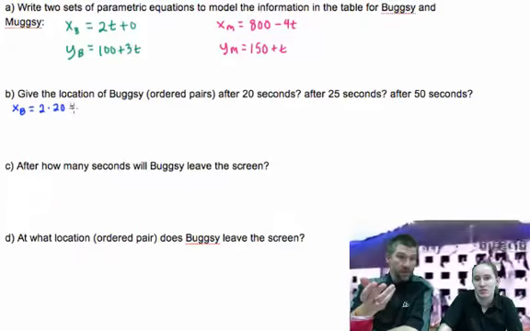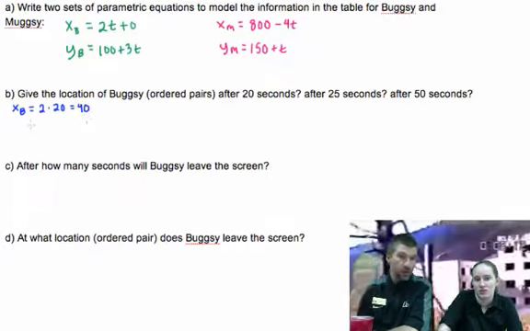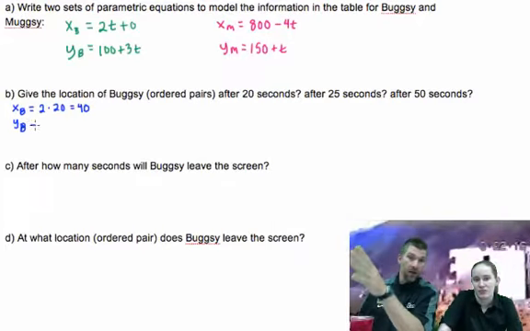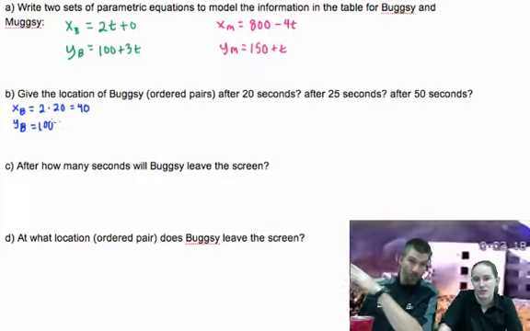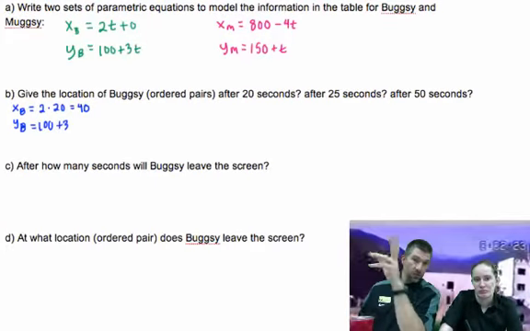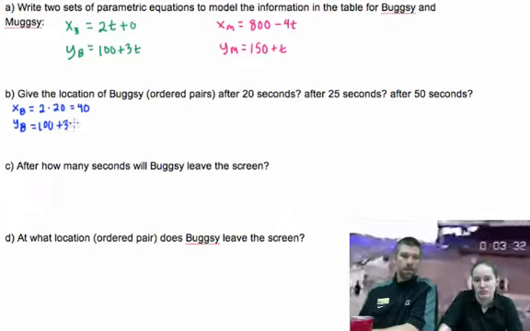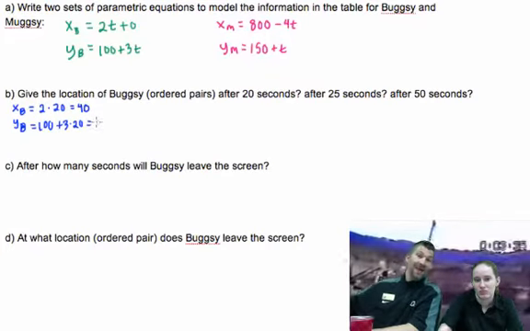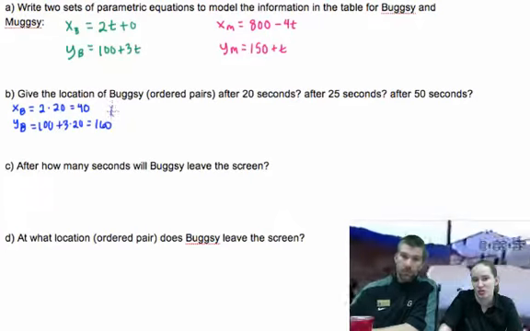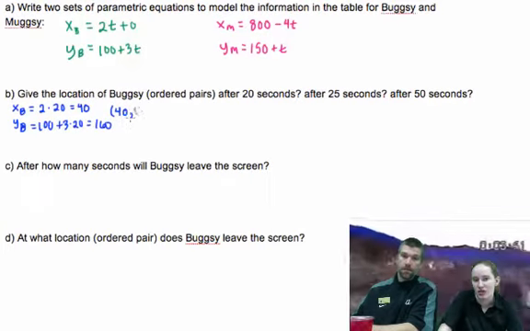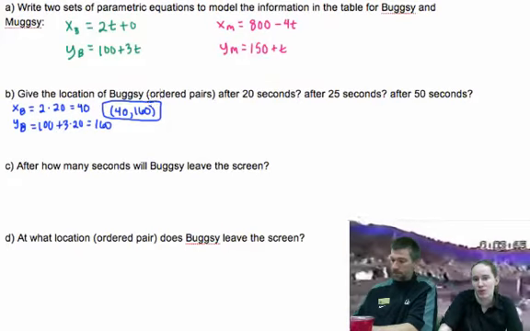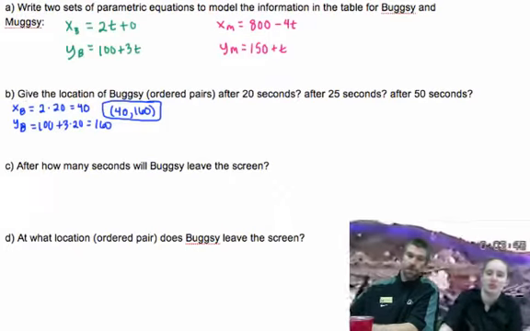And so everywhere you see t for the Bugsy equations, you just put a 20 in there. And by the way, you will never get a point of just an x value, like 40, or a point of just a y value, which in this case would be 160. You always get a point with x and y, which is why it's giving us a hint that our answer should be an ordered pair. So after 20 seconds, Bugsy should be at the point on our graph (40, 160).